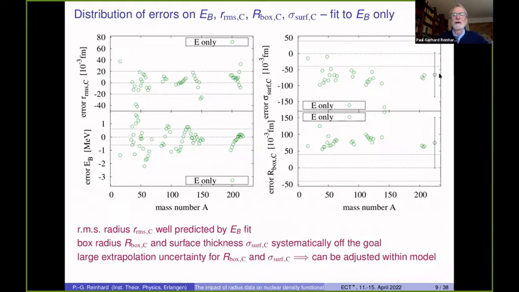Yeah, so this is an extrapolation error from statistical technique. And it's extrapolation because energy was fitted, box radius is predicted. Does that answer? Okay, thank you. Yeah.